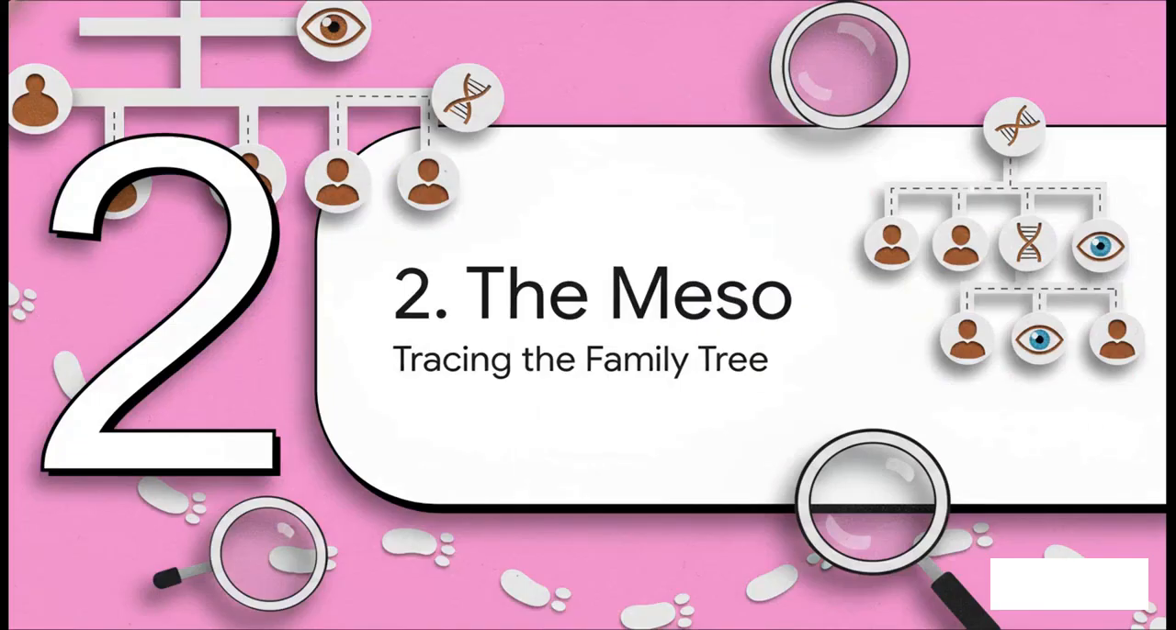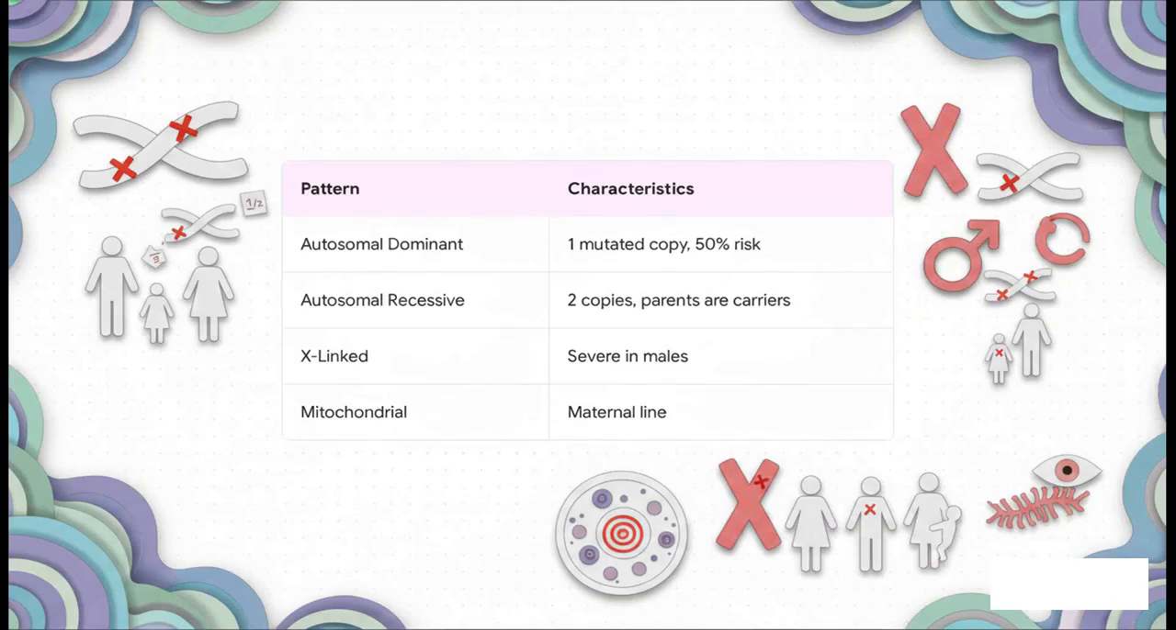Moving on to part 2, the meso, tracing the family tree and mapping inheritance across generations. When doctors are evaluating suspected inherited diseases, there are 4 fundamental transmission paths they look for. Autosomal dominant requires only one mutated copy of a gene, meaning a child has a 50% chance of inheriting the disease, with males and females equally affected. Autosomal recessive needs 2 mutated copies. Usually the parents are completely healthy carriers here, but the disease often strikes earlier and harder.